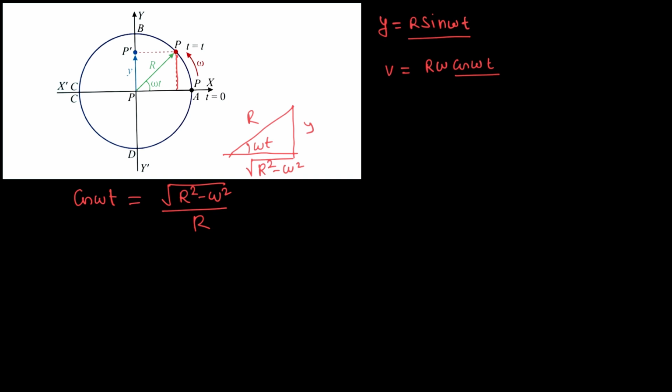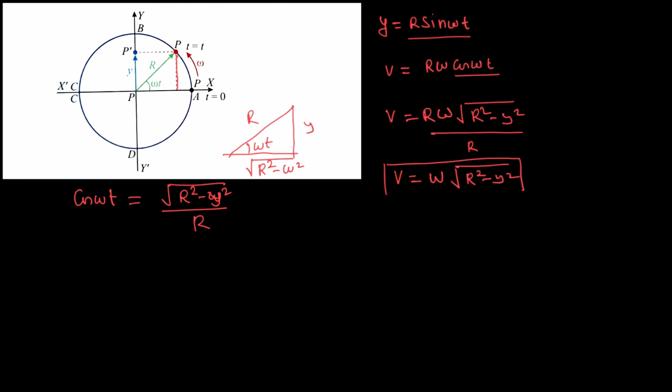So if I put this value over here, v is equal to r omega, and in place of cos omega t I can write under root r square minus y square divided by r. After solving, I'll get v is equal to omega under root r square minus y square. So this is again a condition for simple harmonic motion in terms of velocity, angular velocity, amplitude, and displacement at any time t.